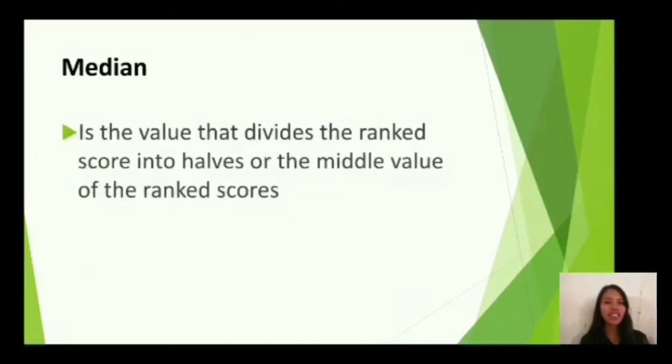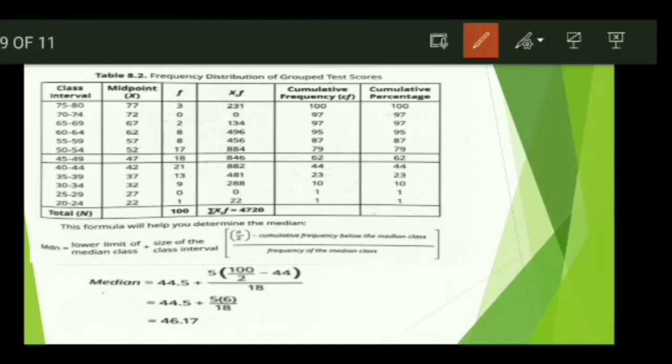Now let's proceed to the second, which is the median. The median is the value that divides the ranked scores into halves, or the middle value of the ranked scores. Now we are going to determine how to compute the median. Table 8.2 is the frequency distribution of group test scores. In order to determine the median, we have to use this formula.